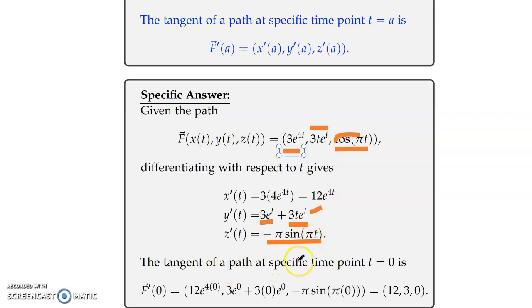The tangent of a path at that specific time point, you let t equal 0, so you put it in f'(0). So you have 12e^(4*0), 3e^0 plus 3*0 times e^0, minus pi sin(0). And so the answer is (12, 3, 0). So that's all of question 1.